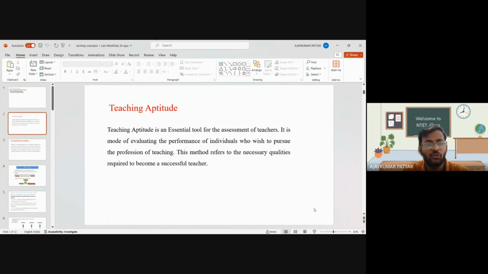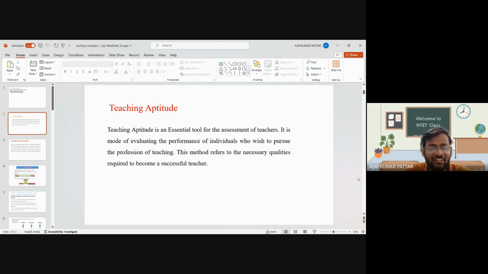So teaching aptitude. What is teaching aptitude? In your NCISM syllabus, they have mentioned that we are testing the teaching aptitude of the upcoming teachers. So you have to know first what teaching aptitude is. Teaching aptitude is an essential tool for assessment of teachers. It is a mode of evaluating the performance of individuals who wish to pursue the profession of teaching. This refers to the necessary qualities required to become a successful teacher.